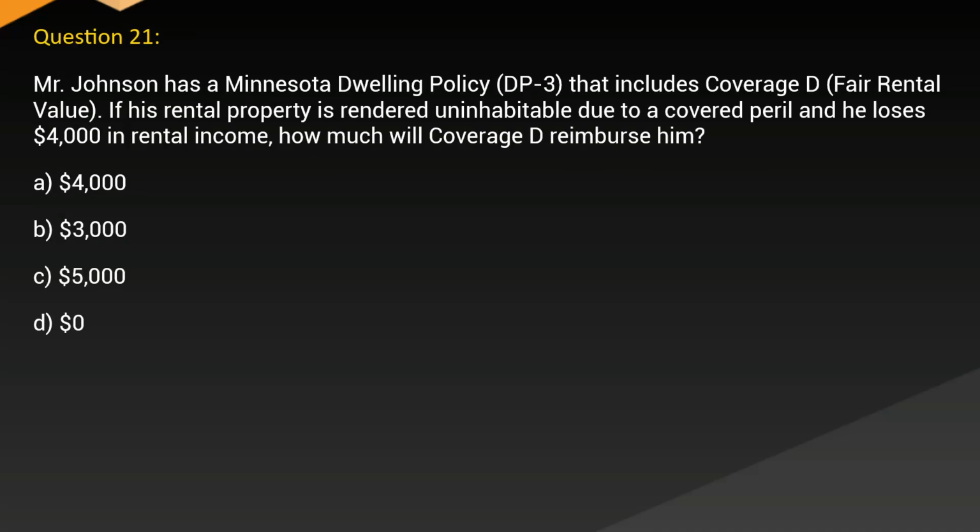Question 21. Mr. Johnson has a Minnesota dwelling policy D3 that includes Coverage D, fair rental value. If his rental property is rendered uninhabitable due to a covered peril and he loses $4,000 in rental income, how much will Coverage D reimburse him? A. $4,000. B. $3,000. C. $5,000. D. $0.